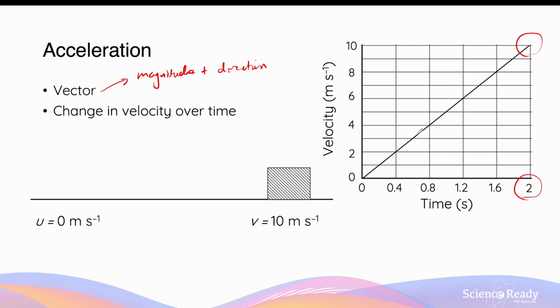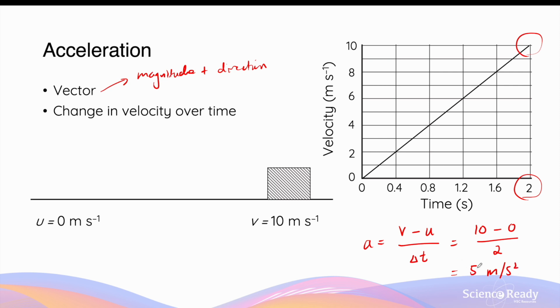So we can calculate the acceleration by taking the final velocity minus the initial velocity, which gives you the change in velocity, divided by the change in time. That's called the delta t. This is equal to 10 meters per second minus 0 divided by 2 seconds. And we'll get a magnitude of acceleration of 5 meters per second squared.